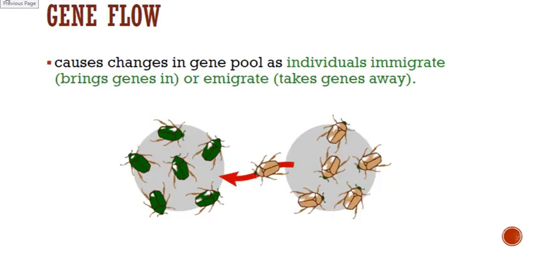Gene flow. Gene flow deals with immigration or emigration. Genes coming in, genes leaving. Basically understanding what is in the gene pool, what is available to breed for future offspring.